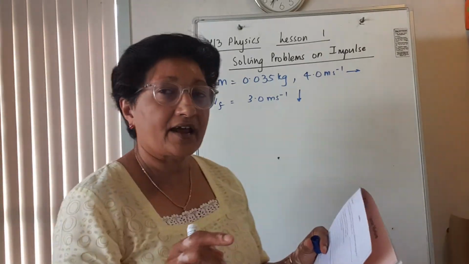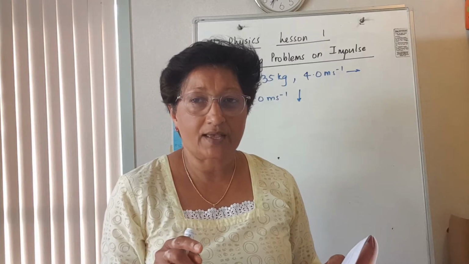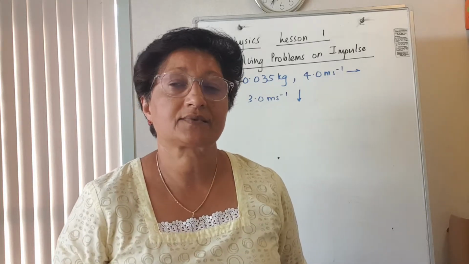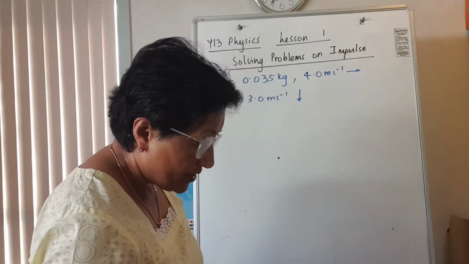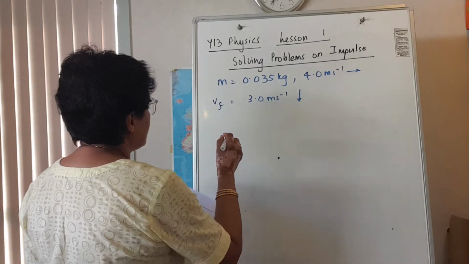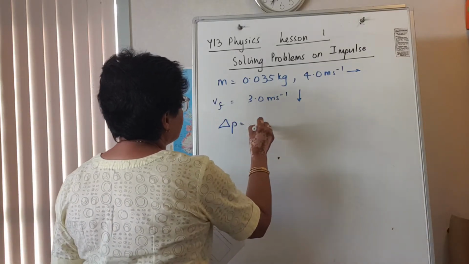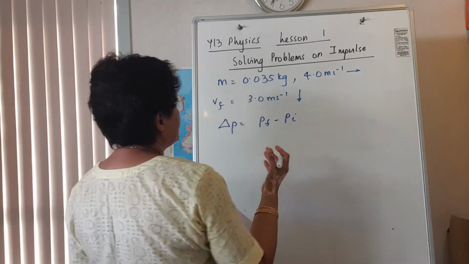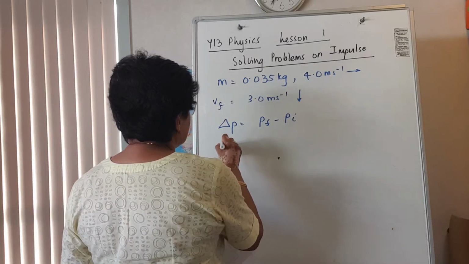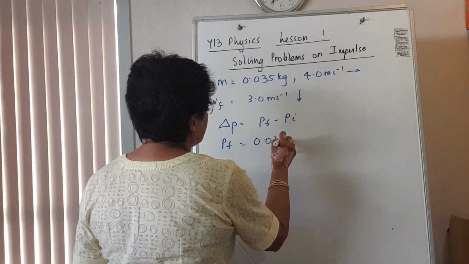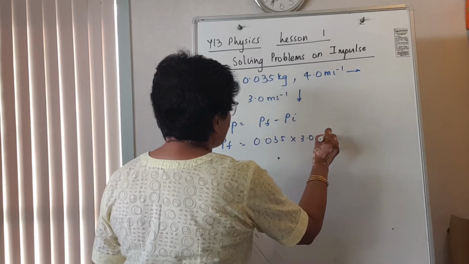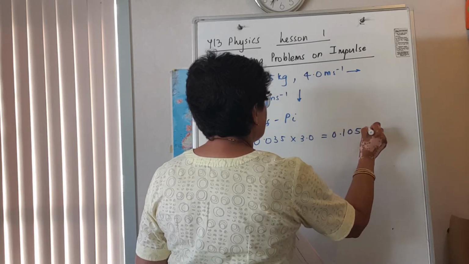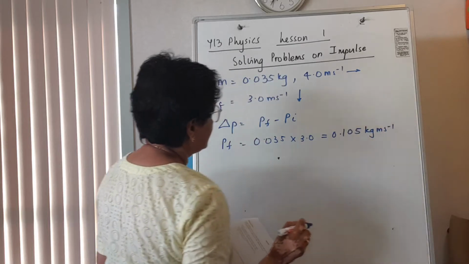So in order to find the direction of the force, we have to find the change in momentum, and the direction of the change in momentum is the same as the direction of the force. Okay, so let's get the change in momentum. Our change in momentum is final momentum minus initial momentum. Our final momentum is 0.035 times 3.0. So 3 5s are 15, 3 3s are 9, 0.105 kilogram meters per second.